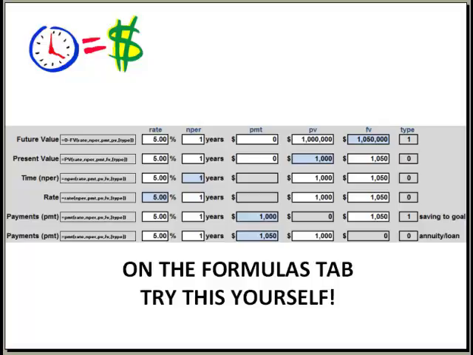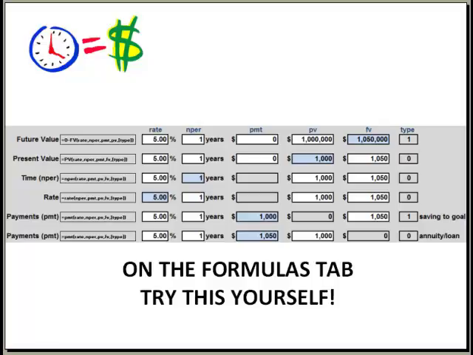Finally, I grayed out cells in the payment calculations. If you are saving to a goal, you can assume you start with nothing. This isn't always true, but let's assume it for simplicity. And when you are paying off a loan or receiving an annuity, we are going to assume that the balance is 0 when the payments are complete. This is not always true, but it's true often enough that we don't want to confuse the issue.